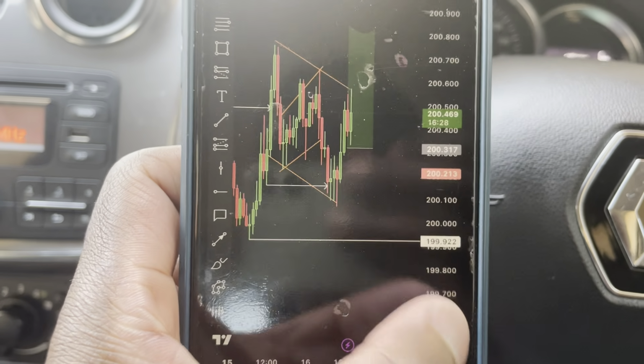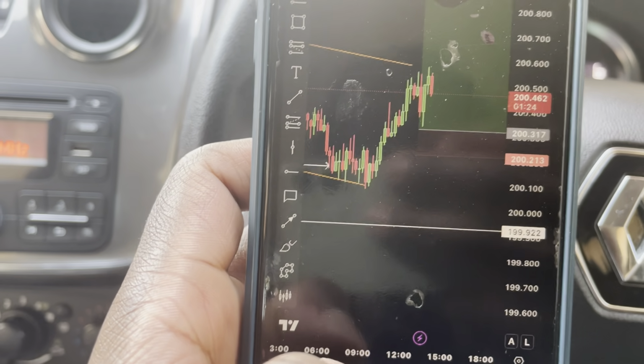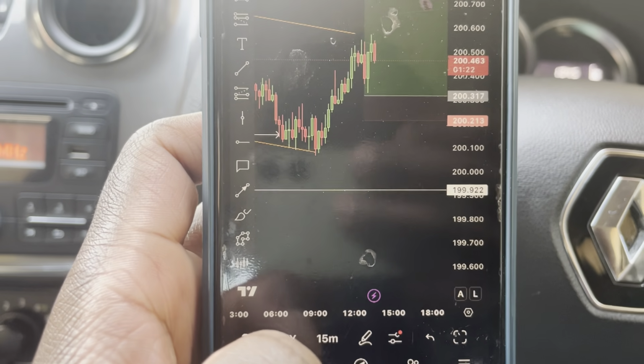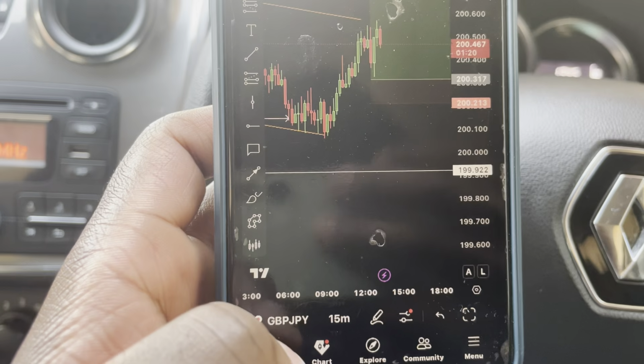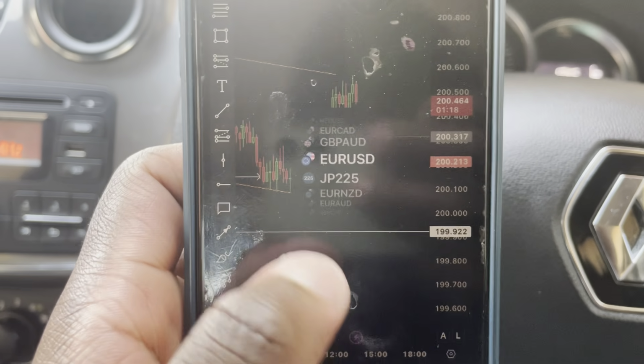GBP JPY, the longs passed me. It was those longs that I was looking for in the morning. I didn't necessarily get an entry. Like, this looks horrible. So it is what it is, guys. And then, yeah, that is really it that I was looking at.